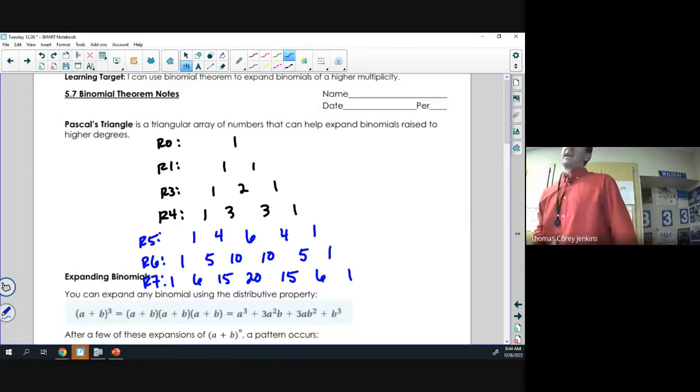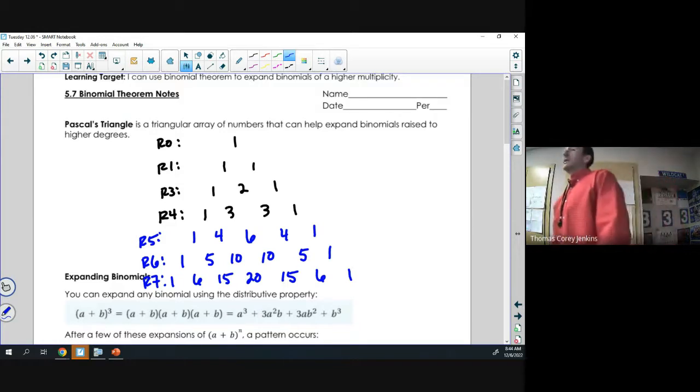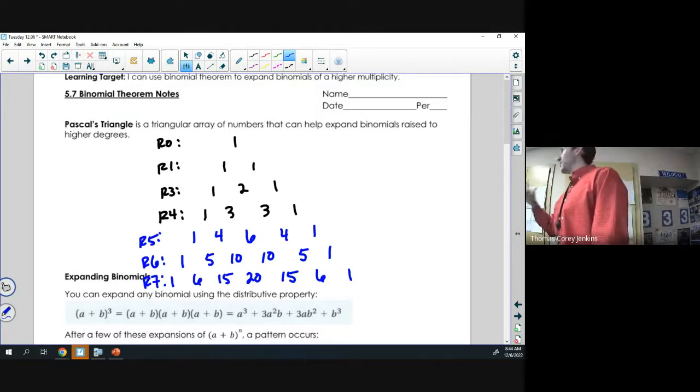Okay, so the idea is you could produce that triangle on your own, right? Because it's simple to produce, but you've got to know the pattern, right? And we'll figure out how and why we use that in just a minute, okay? But for now, we'll just have it on our notes.